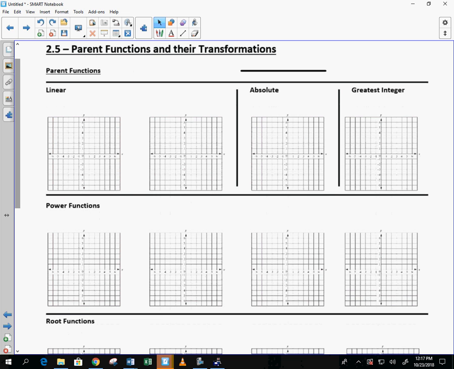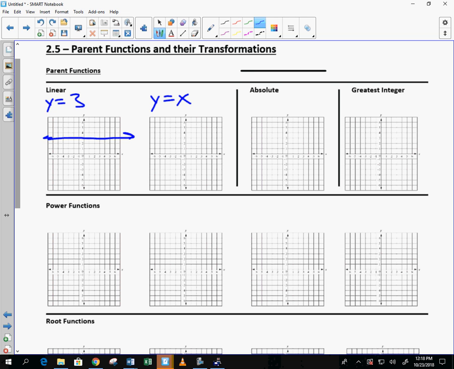Parent functions. Today we're going to talk about some different shapes that you guys should know. This one will be linear. So y is equal to, say, 3. That's a horizontal line that passes through 3. I would expect that everybody knows that that's a horizontal line that passes through 3. We good to go?